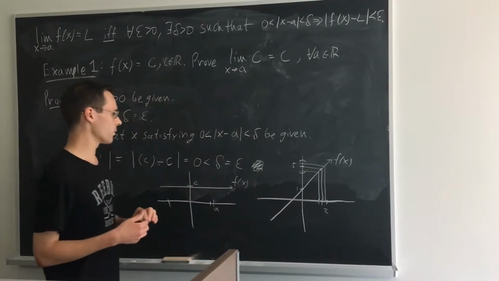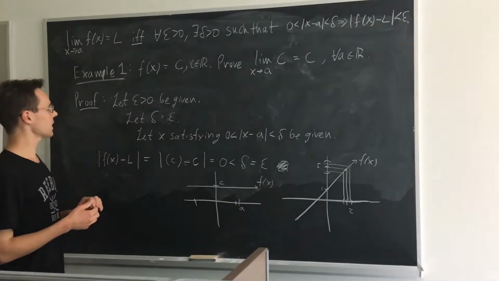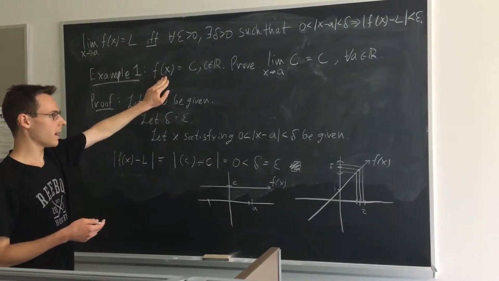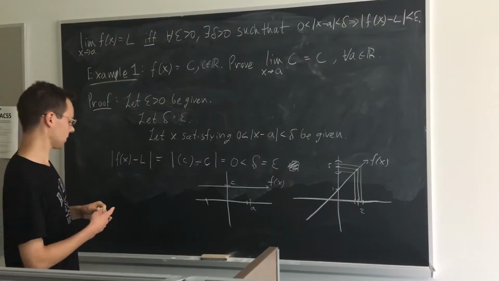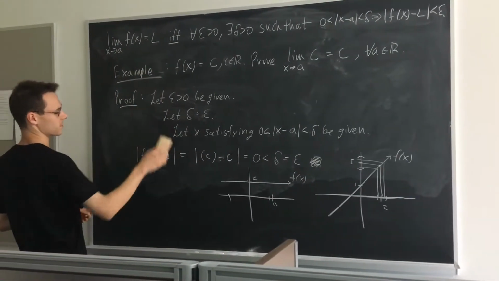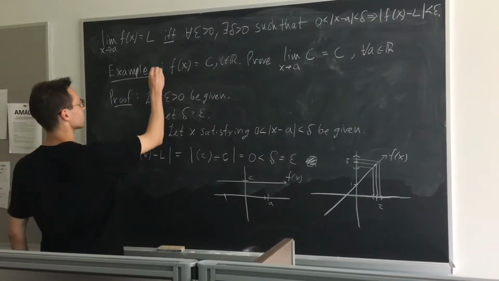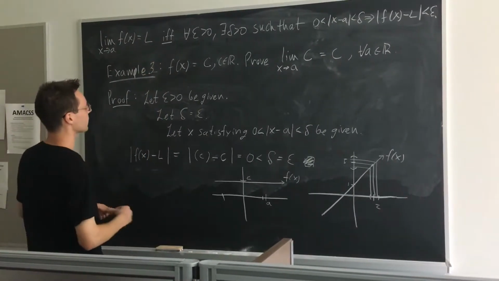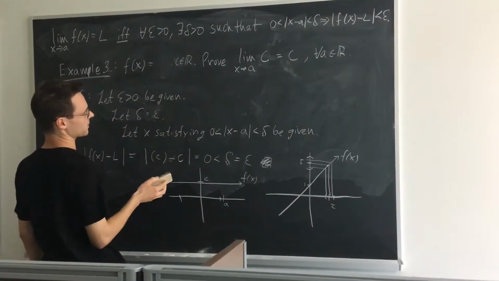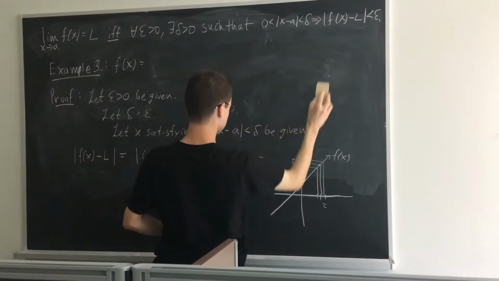So let's do a more general example now. Let's prove that any linear function has the expected limit, okay? So example number 3, I guess this would be. I forgot to change that number before. So this is example number 3. And we're going to do f of x being equal to mx plus b, so a general line. Okay?